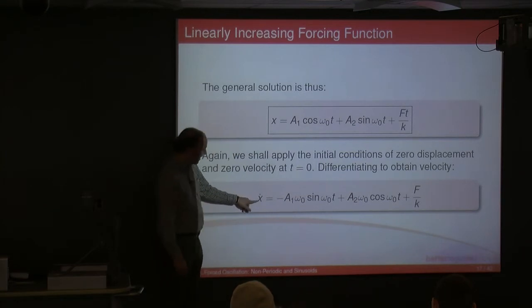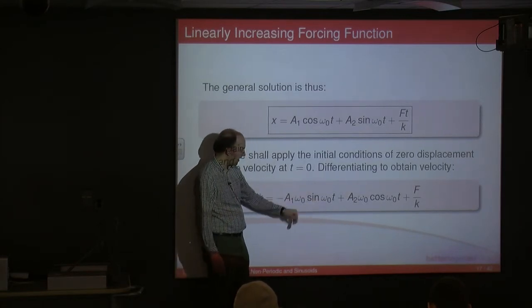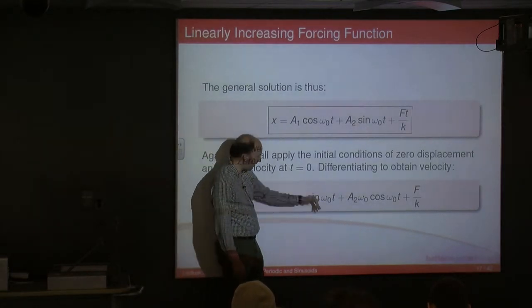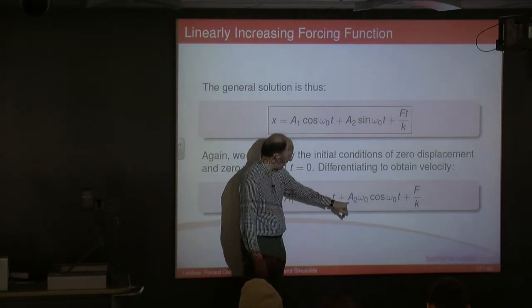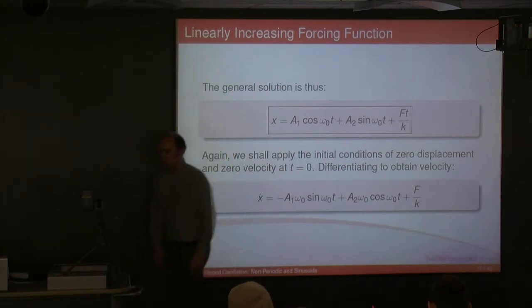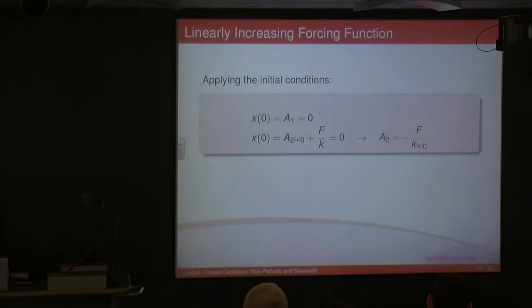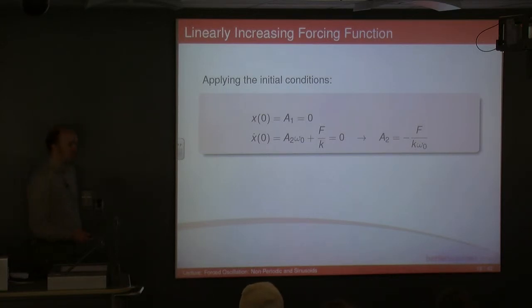But down here, if we take time as 0 for this case, we end up with a1 omega naught times 0, so that disappears. a1 was 0 as well, so that's doubly disappearing. a2 omega naught times 1 plus f upon k. So you can find out what a2 is. Applying initial conditions, a1 was 0, a2 is minus f upon k times omega naught.